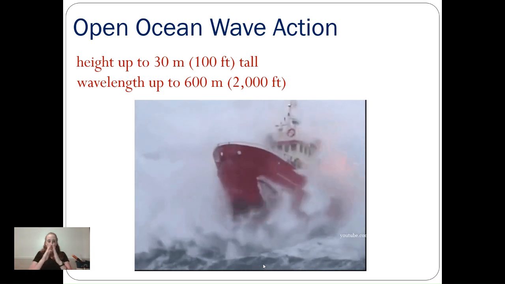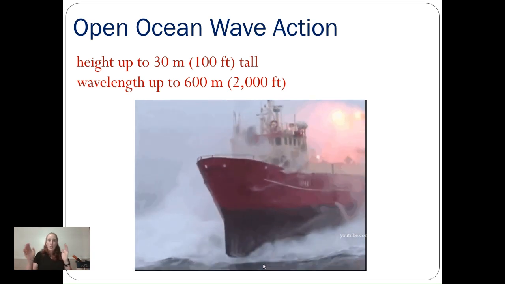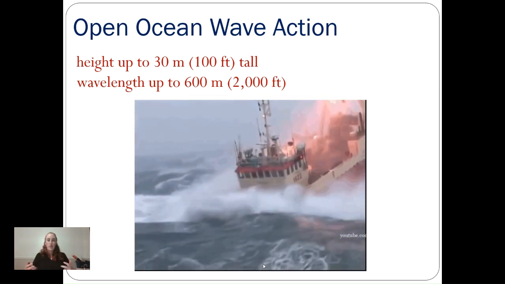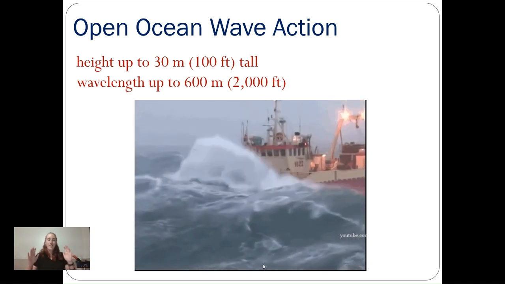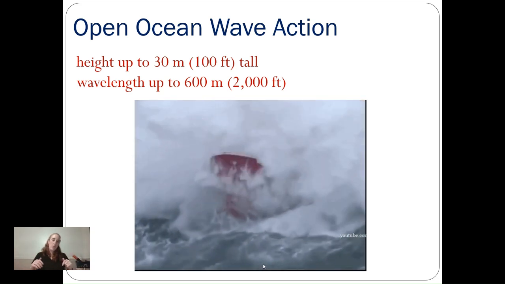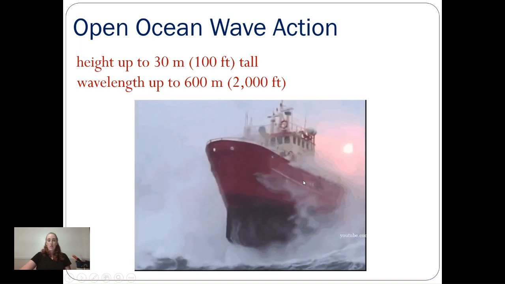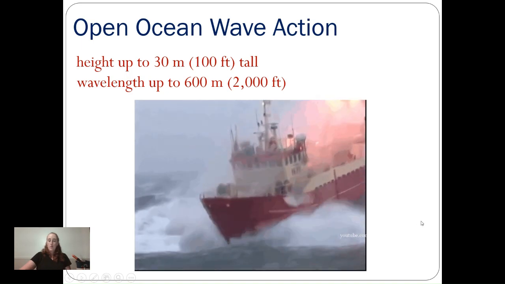The wavelength is just the distance between one wave and another one. That could be upwards of 2,000 feet or so. So you could have 100-foot tall waves spaced 2,000 feet away from each other. And that might look something like this image that's playing through.